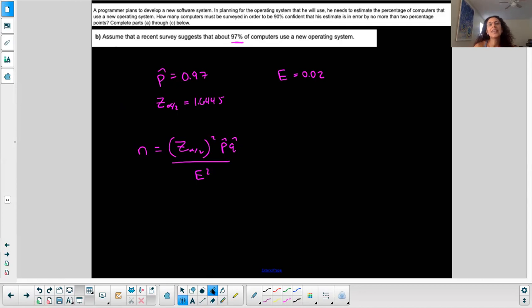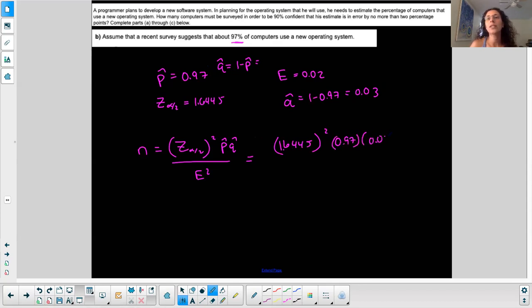So I have everything I need except q hat. I don't have q hat, right? But if I know p hat, I automatically know q hat. q is the complement of p, so 1 minus p hat. So 1 minus 0.97, let me write it over here. 1 minus 0.97 is 0.03. Plug it in: 1.6445 squared times p hat 0.97 times q hat 0.03, all over my E, 2 percentage points, represented as 0.02 squared. And again, remember that when we do our minimum sample size, we always want to round up.